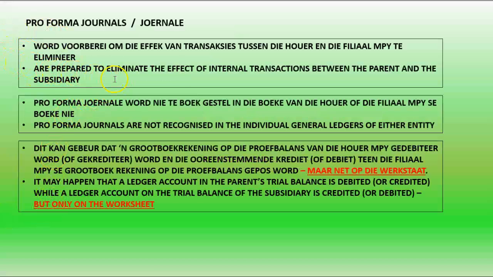Pro forma journals, we said, are prepared to eliminate the effect of internal transactions between the parent and the subsidiary. Pro forma journals are not recognized in the individual general ledgers of either entity, so not in the holding company's books, not in the subsidiary company's books. It's a piece of paper on your worksheet. It may happen that the ledger account in the parent's trial balance is debited or credited. In the case of the investment in the subsidiary, that account was credited, while a ledger account in the trial balance of the subsidiary is either debited or credited. There we have debited the share capital of the subsidiary company, but that only happens on the worksheet.